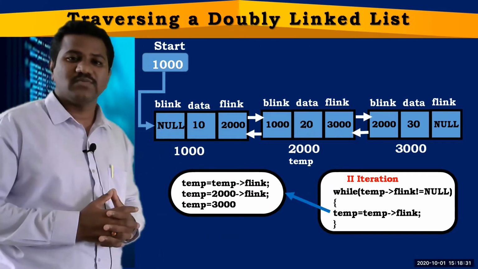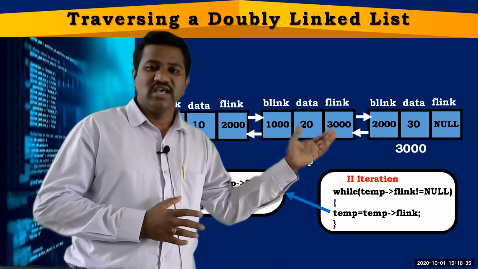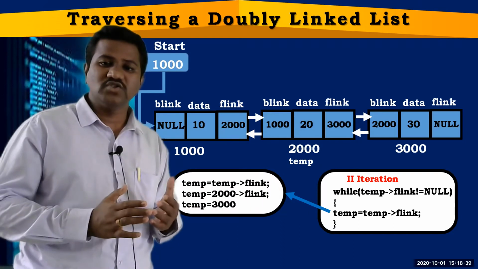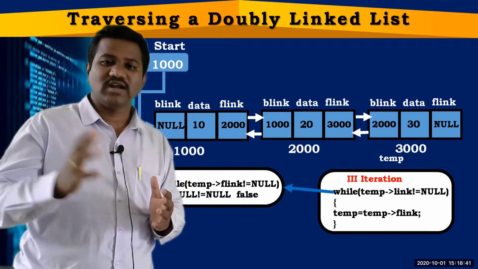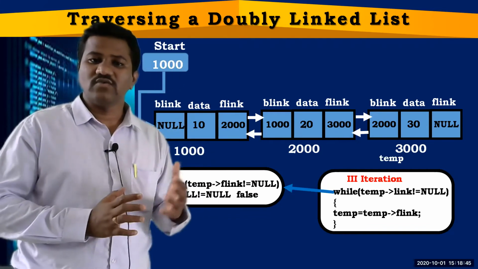So we'll be going with this instruction. Temp is assigned with temp arrow forward link. So temp means what here? 2000. Forward link means we'll be having 3000. 3000 is going to be stored in temp. So your temp moves from the 2000 memory location to what? 3000 memory location. Right. You can observe here that the 3000 forward link contains null.